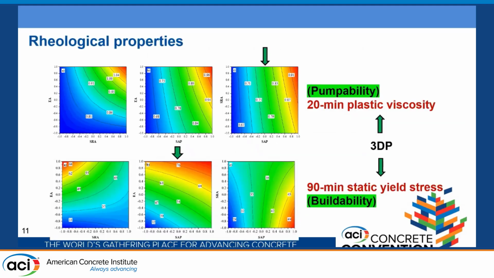As mentioned, for rheological properties of 3D printing concrete, we need to consider pumpability and buildability. Initially, we need high pumpability, which I evaluated based on the 20-minute plastic viscosity being low, and the 90-minute static yield stress for buildability being the highest. The best combination for pumpability was the combination of SRA and SAP, and the best for buildability was EA-SAP.